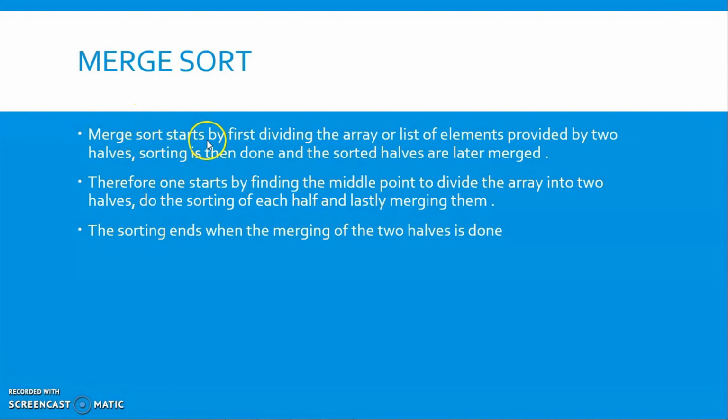Merge sort. Merge sort starts by dividing the array or the list that you are given into two halves. Sorting is then done, and then the two halves are merged. So what that means is any list of elements you're given, you look for the middle point, then work with the one half, then do the sorting of that one half, go to the second, do the sorting of that other half, then towards the end you merge them. That's where now sorting ends, when you are merging two halves that have been sorted.